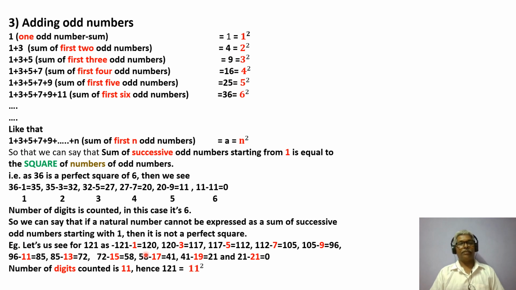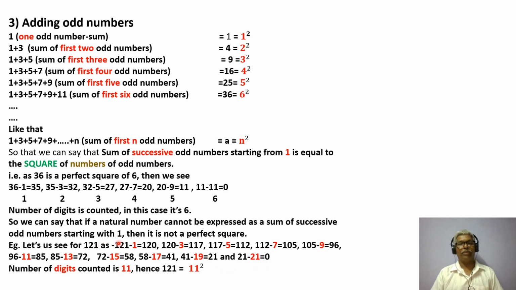For the present example, I am taking a perfect square of 11 just to check. Okay, so let us check 121. 121 minus 1 is 120, 120 minus 3 is 117. Like that, if we go on subtracting successive odd numbers, then we get 21 minus 21 is 0.